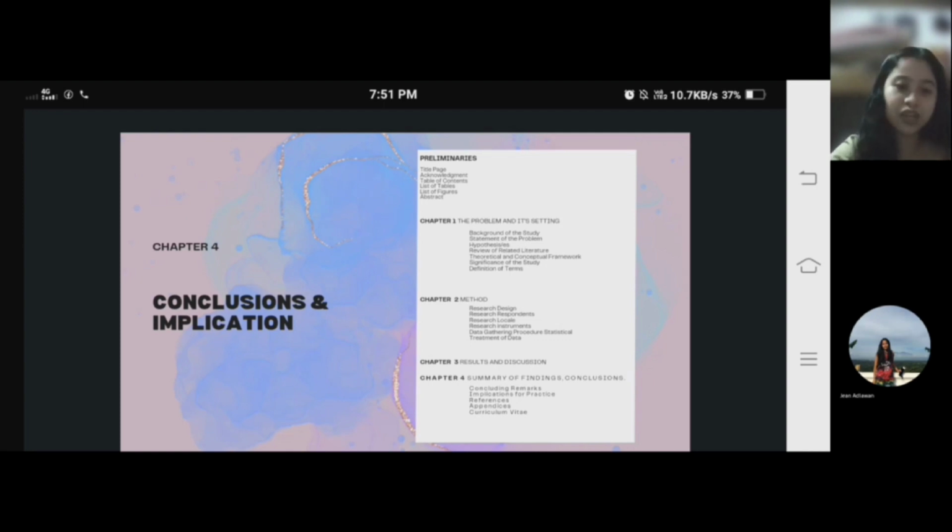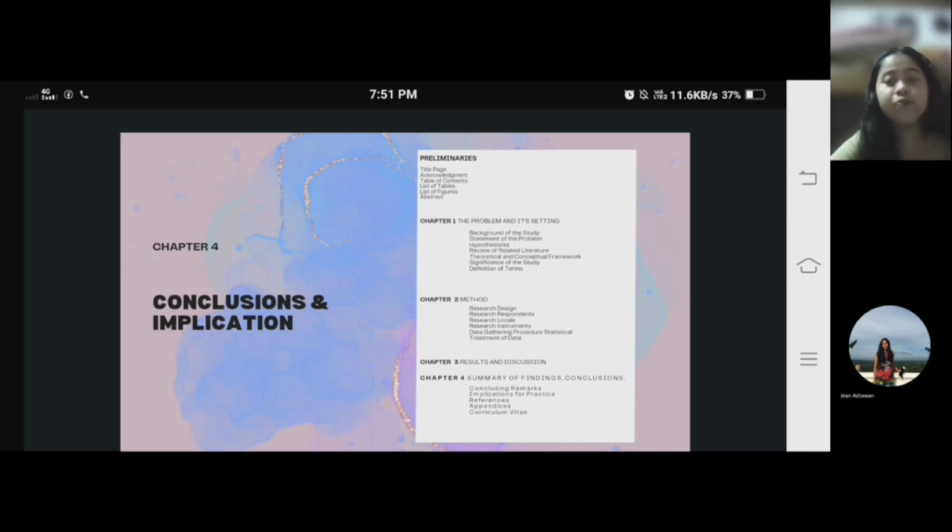So the implications are potential questions for your research that merit further exploration. They state how your research findings could affect policies, theories, and or practices. Implications can either be practical or theoretical.